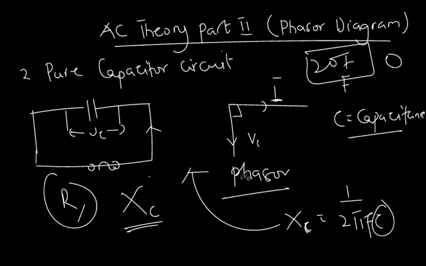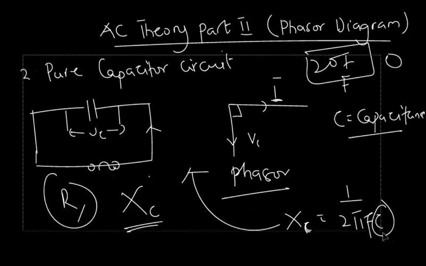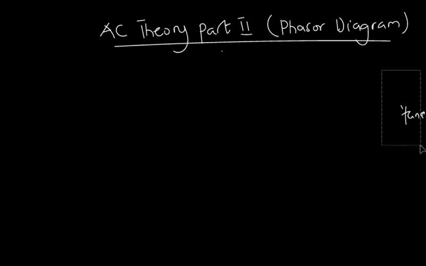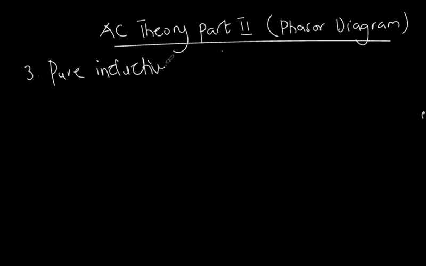Now let's have a look at the last type of circuit that we have in this AC theory, and then we look at a few examples on how to solve questions based on these theories. The last type, which is the third one, is called the pure inductive circuit.